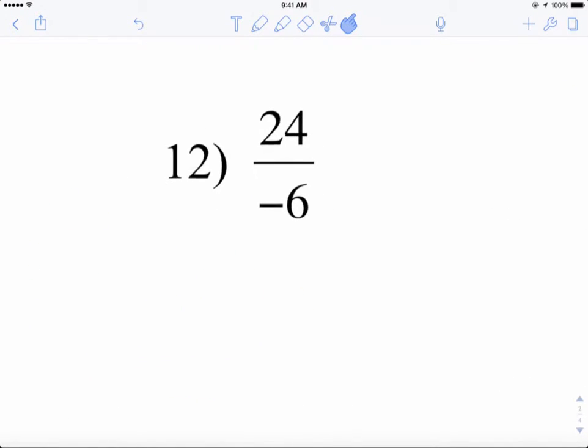All right. Similarly here, positive 24 divided by negative 6. All right. I think our quotient will be negative 4. Hope that's not so bad.